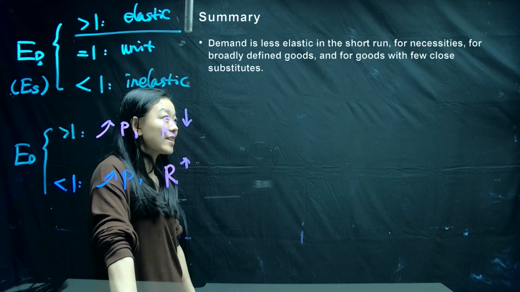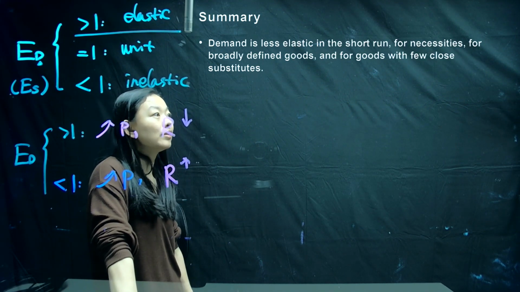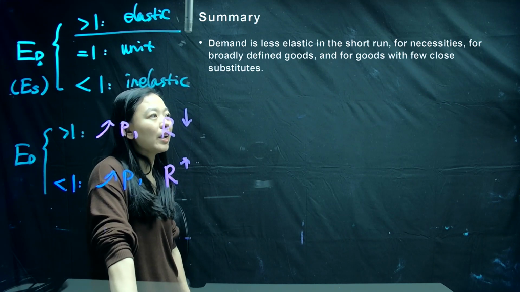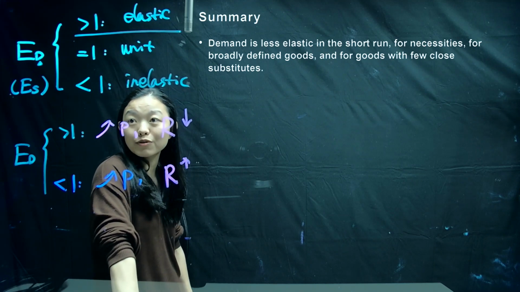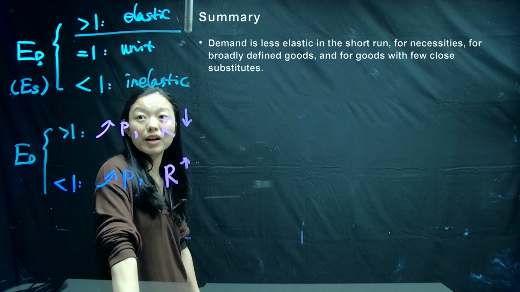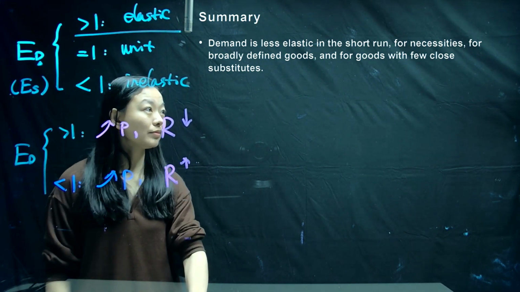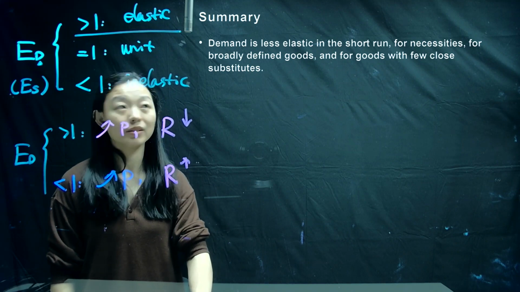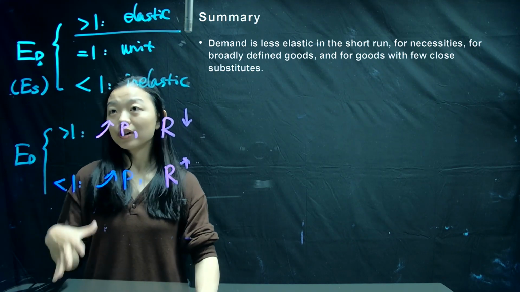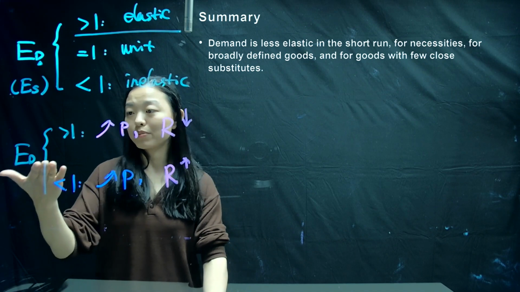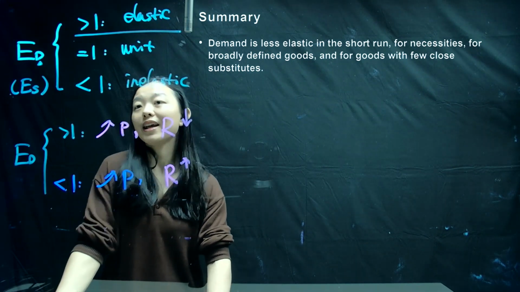Demand is less elastic in the short run. It will also be inelastic for necessities and for products in broadly defined markets. And with fewer substitutes, we also notice the price elasticity of demand will become inelastic.